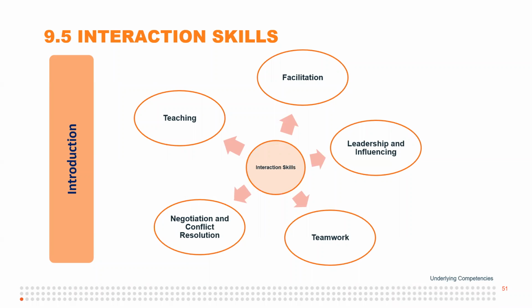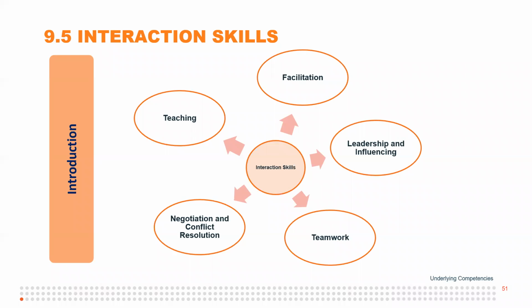So the different underlying competencies for interaction skills are facilitation, leadership and influencing, teamwork, negotiation and conflict resolution, which of course is really, really important and a great skill to have, and not everybody can do it, right? And then teaching as well. So we'll go ahead and look at the first one, which is, oh no, actually, I think we're going to look at the mnemonic first, sorry.